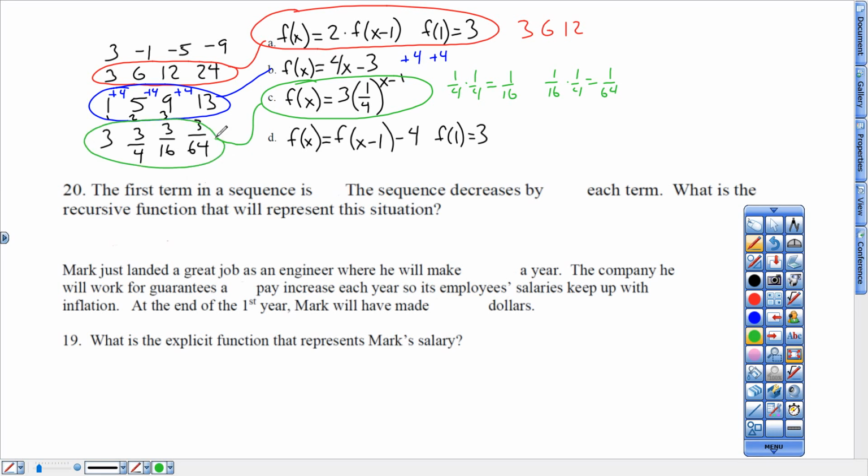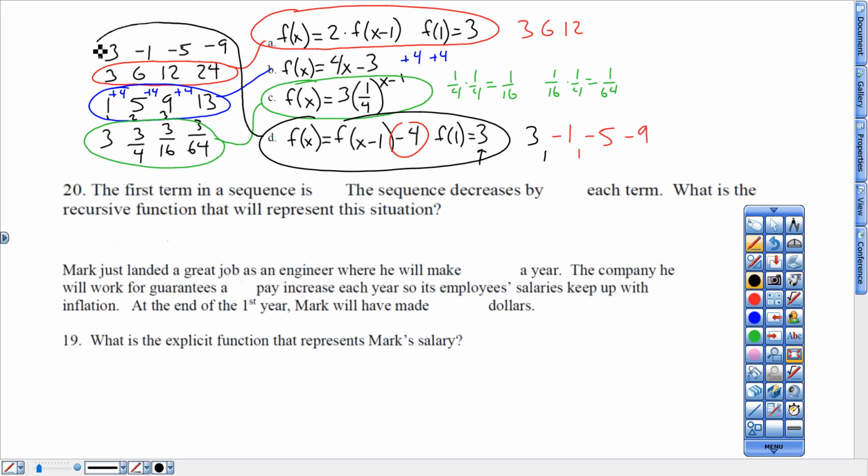And then the last one, this is saying that you're starting off with 3. First term is 3, and then this is saying minus 4 every time. So 3 minus 4, negative 1. Negative 1 minus 4, negative 5. Negative 5 minus 4, negative 9. So you can see that one matches this data set right here. So what I'd like you to do is try to write those down and then show the work for this.